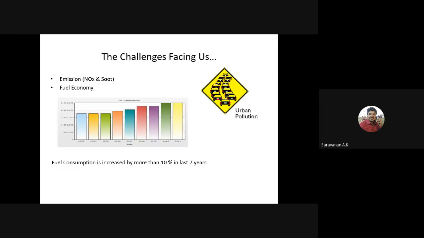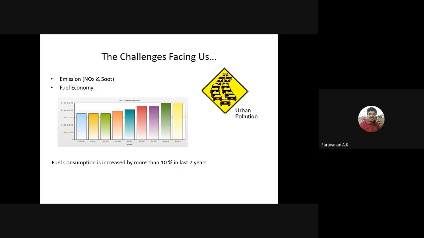Why we need modern technologies: the main problem is emission. Now we are in the BS6 stage, that is Bharat Stage 6, and that type of engine is going on nowadays. What was the challenge in the previous cases, Bharat Stage 1, 2, 3, 4? After 4 we went directly to 6. Why? Because of emissions control.